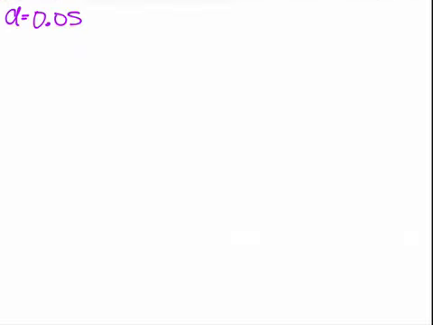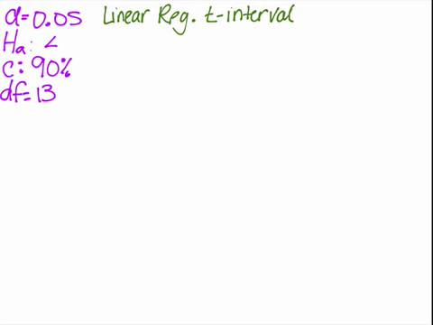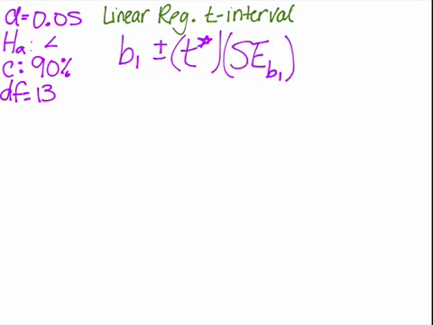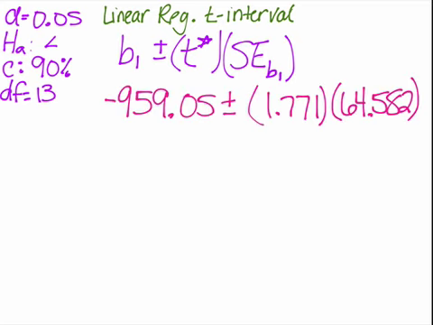So now I can say that my alpha value is 0.05. I was doing a less than test. My confidence level was 90%, and my degrees of freedom is n minus 2, so 13. I'm doing a linear regression t-interval, which is b sub 1 plus or minus t star times the standard deviation of b sub 1. I'm doing that all in my calculator. I'm getting all these values, plugging them in.